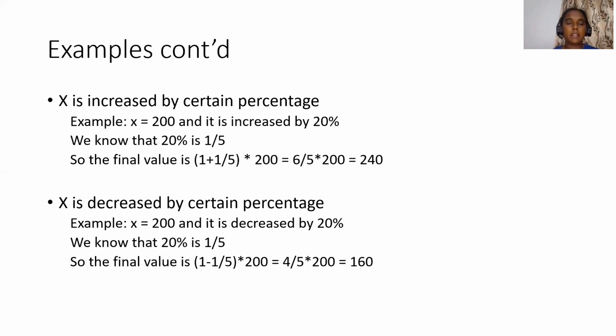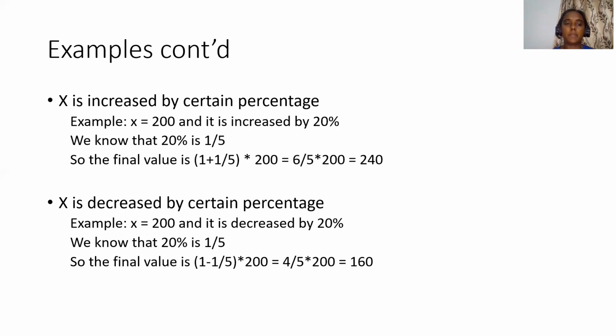Other simple examples are, for example, if x is increased by y%, what would be the final result? So if x is equal to 200 and it is increased by, let's say, 20%, we know that 20% is nothing but 1 by 5. So we add 1 by 5 to 1 and multiply: 1 plus 1 by 5 into 200, which is equal to 240. So the final value when 200 is increased by 20%, we get rupees 240.